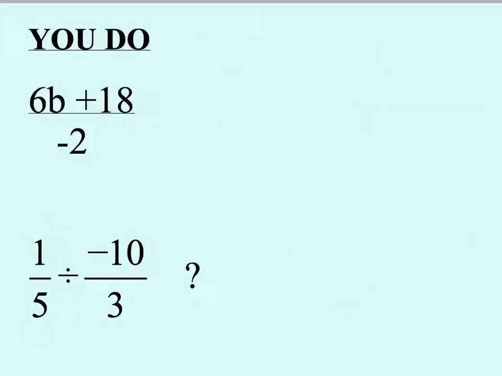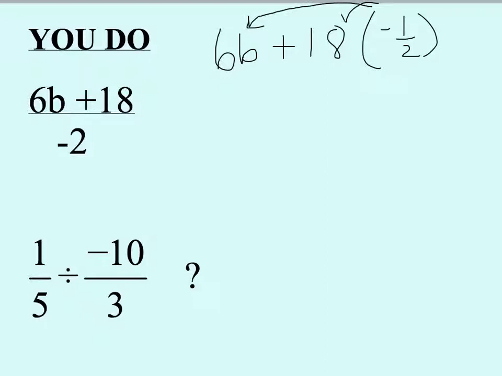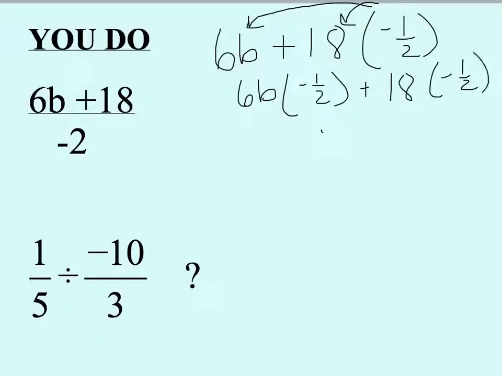Please try both of these, so pause the video for a moment and check your work. Alright, so for the first one, instead of dividing by negative 2, I'm going to multiply by negative 1/2, which is the reciprocal. So I have 6b plus 18, and I multiply by negative 1/2. I need to distribute my negative 1/2 to both terms: 6b times negative 1/2 plus 18 times negative 1/2.